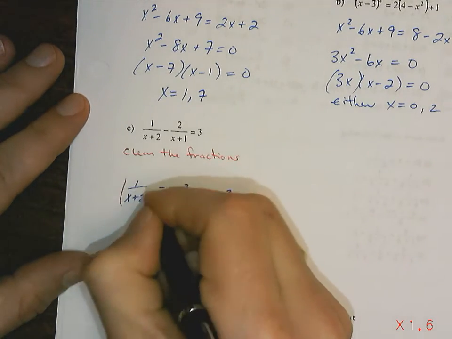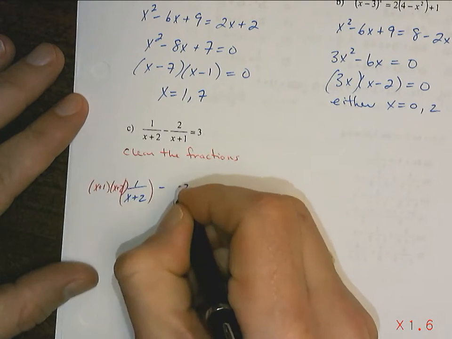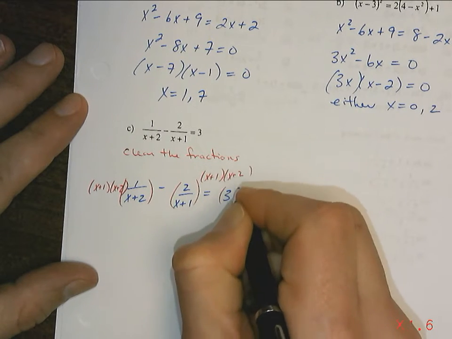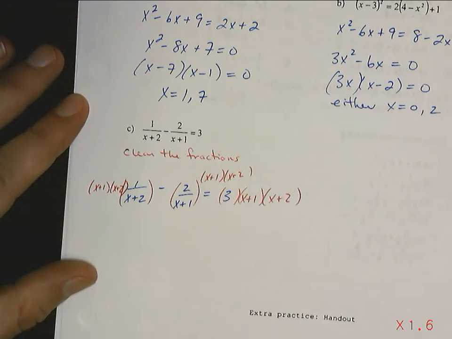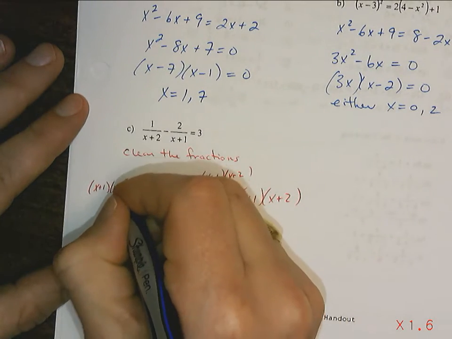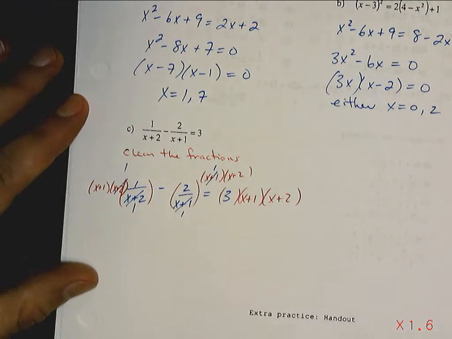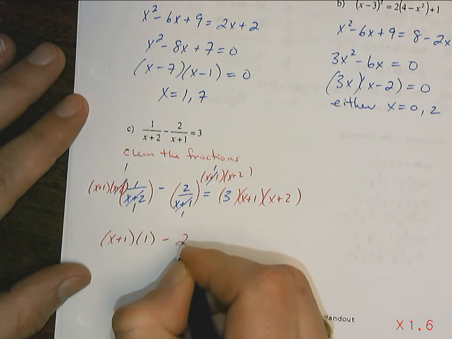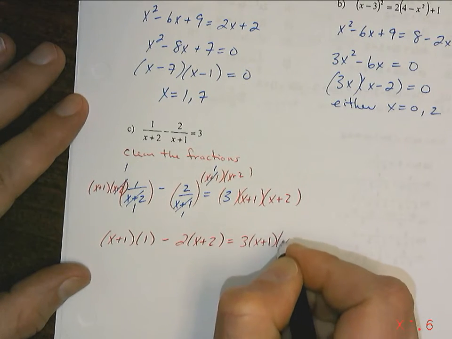What I'm going to do is multiply each one of them by the LCD, which is x plus 1, x plus 2. This guy is going to be multiplied x plus 1, x plus 2. And this guy gets multiplied x plus 1, x plus 2. And what you're going to notice is that we can reduce. That's the whole purpose of clearing the fractions. This x plus 2 and this x plus 2 will reduce. This x plus 1 and this x plus 1 will reduce, giving us a much easier question. I have x plus 1 times 1 minus 2x plus 2 equals 3x plus 1, x plus 2.